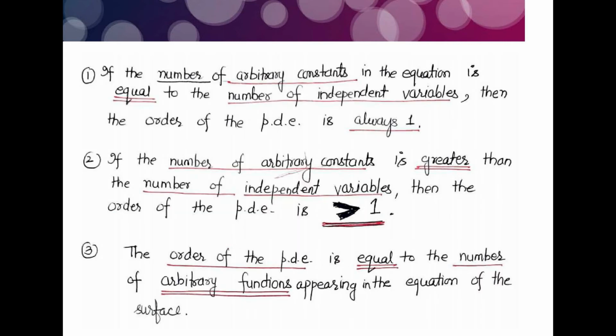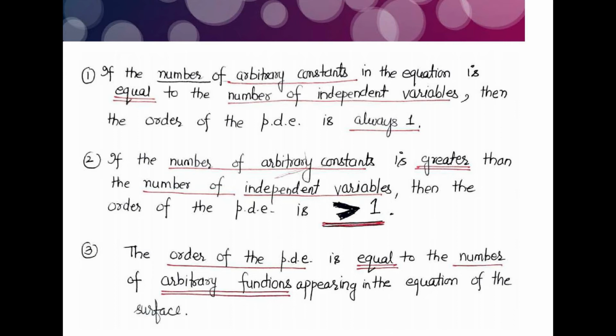Recall the results from ordinary differential equations. When we formulate an ordinary differential equation for a given equation, the order of the differential equation is equal to the number of arbitrary constants appearing in the given equation. If there are two arbitrary constants, then the order of the differential equation is 2, and accordingly, whatever is the number of arbitrary constants, the same is the order of the ordinary differential equation.